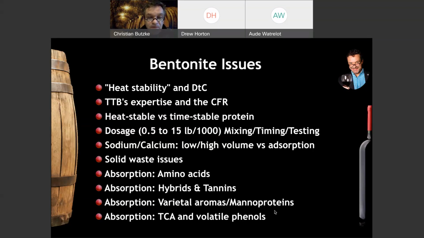At the same time, if you store your bentonite improperly, just like if you do that with your oak chips or your filter pads, they absorb volatile phenols, be that TCA in the winery, or other smells, maybe smoke taint if you operate in an area that has fires around, or whatever's in the air. Bentonite absorbs it nicely and will release it into your wine when you treat it later. So storing it properly is another big issue.